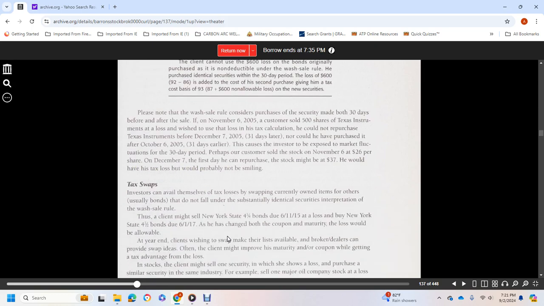Perhaps the customer sold the stock on November 6 at $26 per share. December 7th is the first day he can repurchase. The stock might be at $37 by then. He would have a tax loss, but would probably not be smiling.